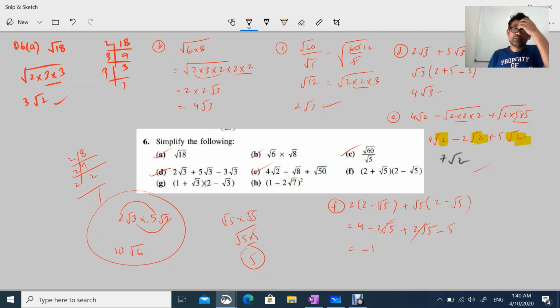There is nothing more. But one thing, did you observe something? This is a very important example. This 2 plus under root 5, 2 minus under root 5. Please, I want to discuss something here. This is called a conjugate.